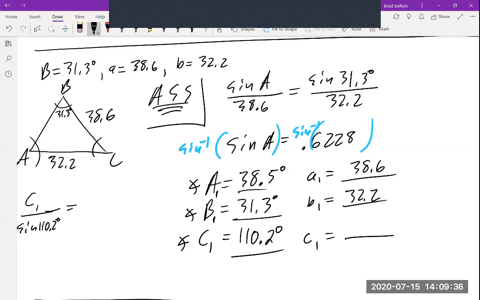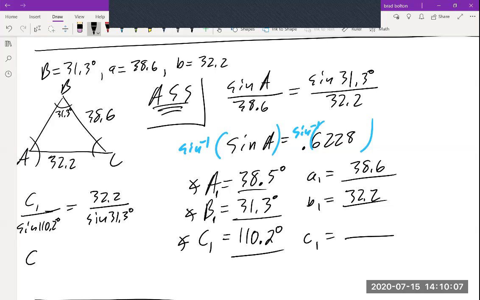Equals, and now I'm going to use the given angle B, the 32.2 over sine of 31.3. Again, I always try to use the givens. So let's do 32.2 divided by the sine of 31.3, and we're going to get 61.98. So let's round that off. And then we're going to multiply that by the sine of 110.2.